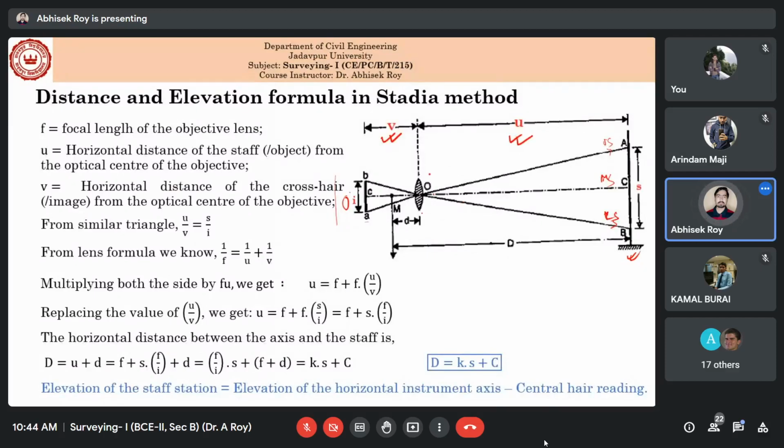Now, if F is the focal length of this objective lens, then we can write 1 by F is equal to 1 by U plus 1 by V. We have studied this formula in class 11-12 physics.